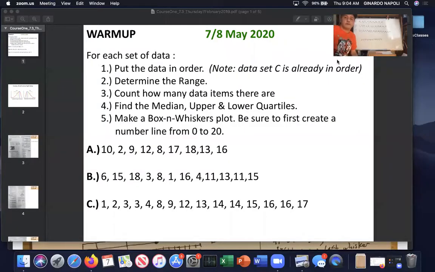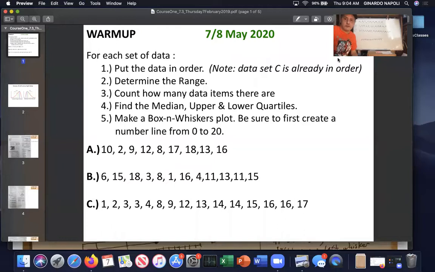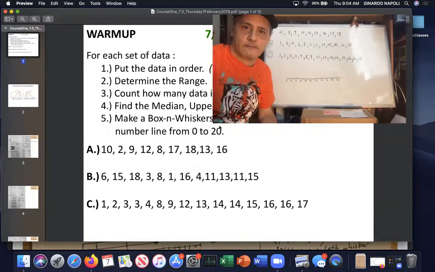I already have this on the whiteboard. I don't know. Let me see if I can manage this. Yeah, if y'all can see that, right? Okay.